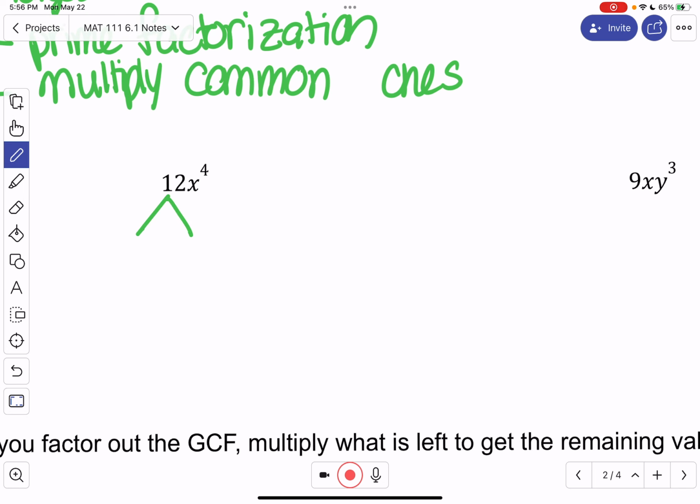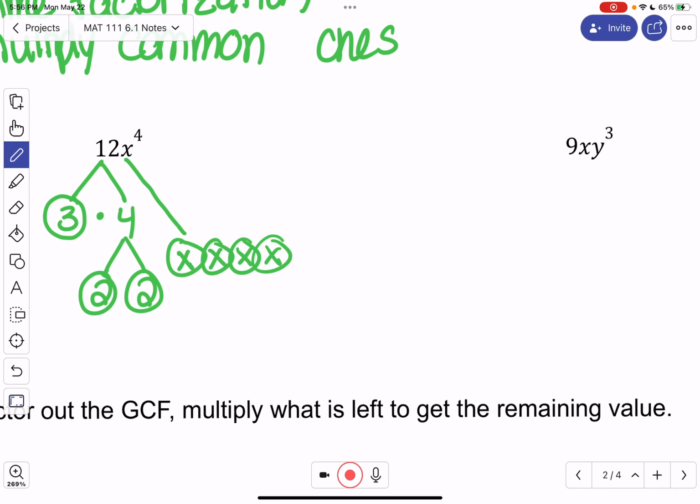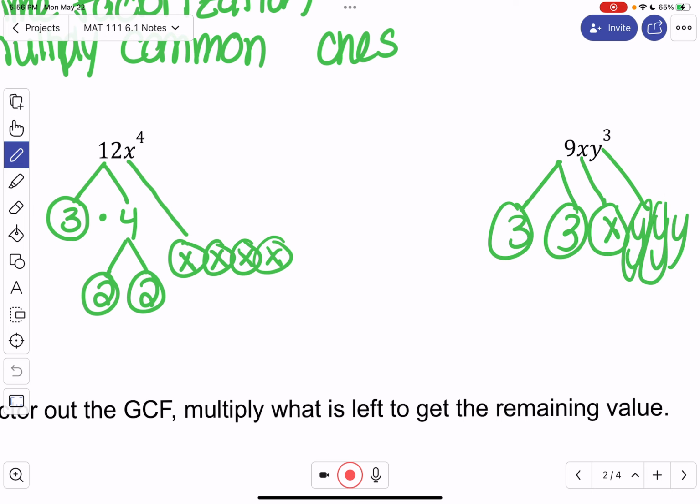So 12, one way we could say that is 3 times 4. 3 is a prime number, so we stop there. 4 is not. 4 is 2 times 2. Those are prime numbers. And then x to the 4th means I have 4 x's: 1, 2, 3, 4. And we can't break those down any further. 9 is 3 times 3. Those are both prime. We have 1x and we have 3y's. So those are the factors broken down as far as we can get.